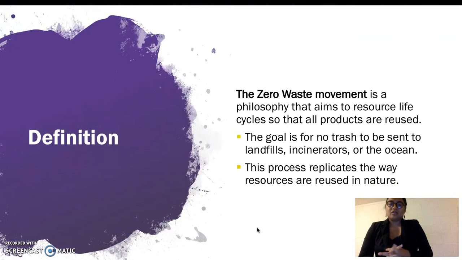Before we go into the zero waste movement, we first need to define it. The definition of the zero waste movement is a philosophy that aims to redesign the resource life cycle so that all products are reused. The goal is for no trash to be sent to landfills, incinerators, or the ocean, and this process replicates the way resources are reused in nature.